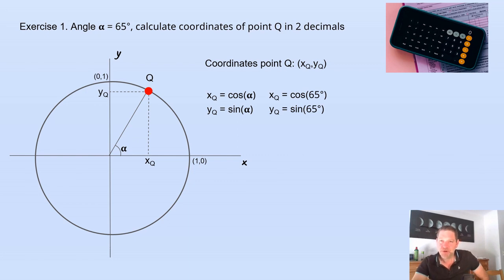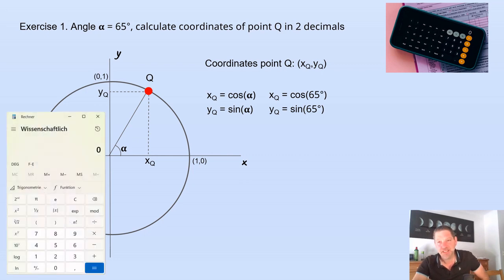So from this point onwards we need to use our calculator. Here's mine. It says wissenschaftlich, that's the German word for scientific. You need this setting for your calculator because we need to be able to use the trigonometry functions right there. But first, before we enter something, be sure that your calculator is set for DEG. It stands for degrees.